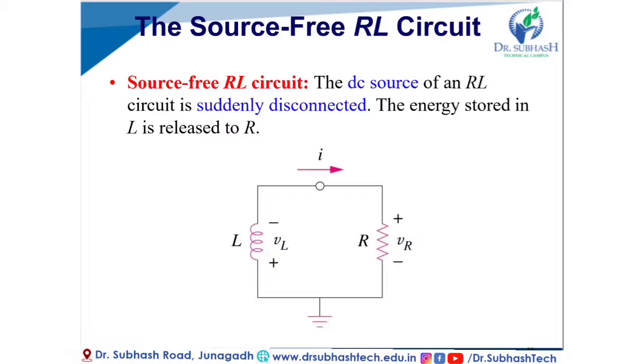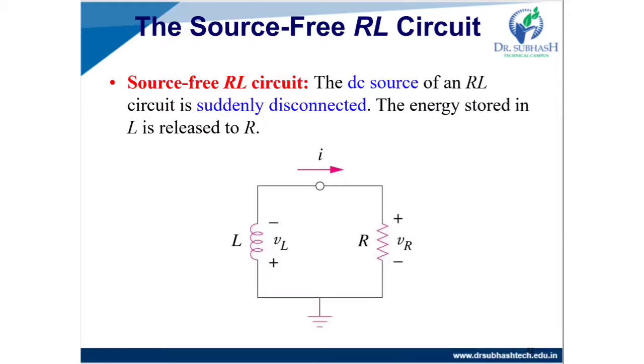The source free RL circuit. The DC source of an RL circuit is suddenly disconnected. It means it was previously connected, but right now it is disconnected. So previously the inductor was charged, and the energy stored in the inductor is released through the resistor.